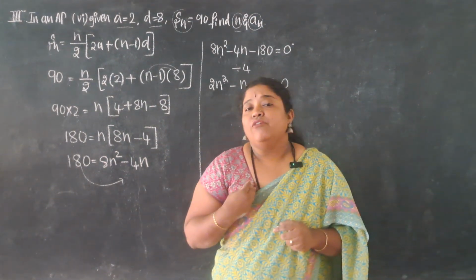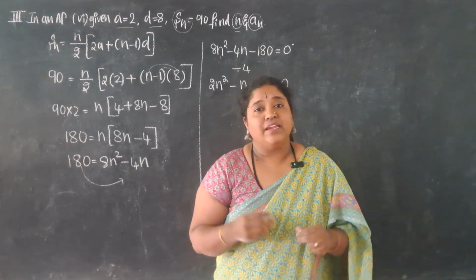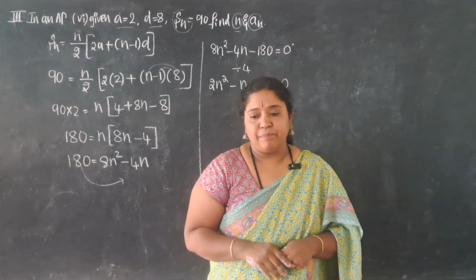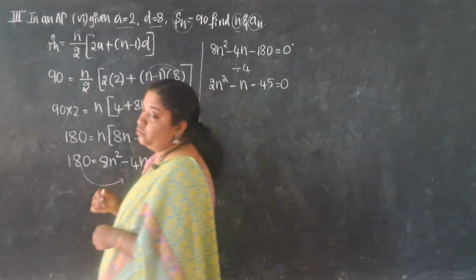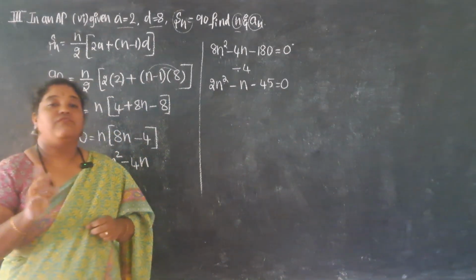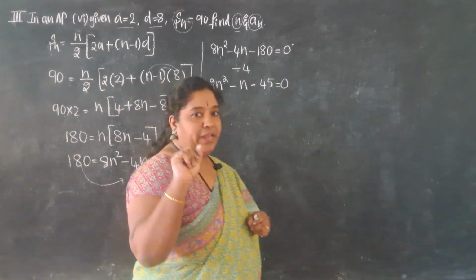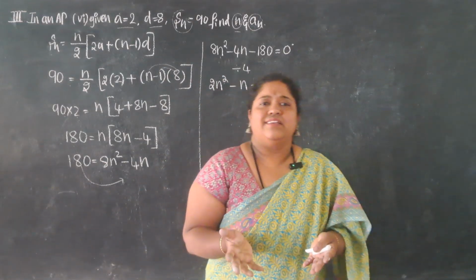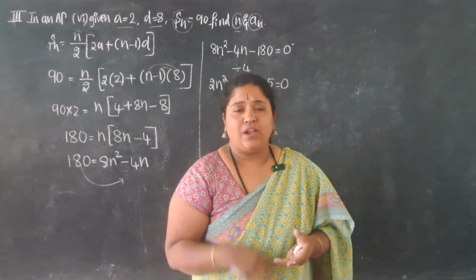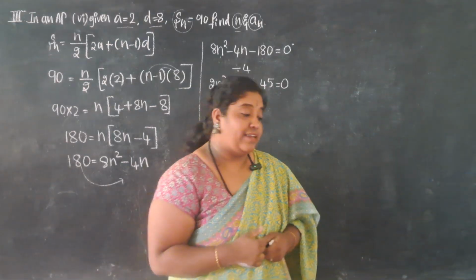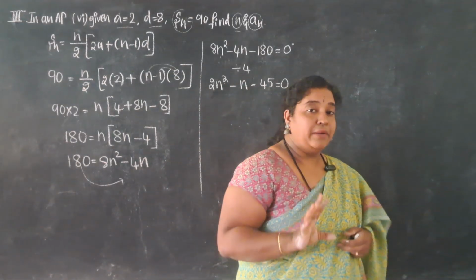If I am very thorough with splitting the middle term, then the easiest one is splitting the middle term. Otherwise, if I don't know how to split the middle term, then I have to use the quadratic formula. Two ways I have. The quadratic formula is also easy, dear. Your brain need not think. The formula is there, put the values in the formula, get the value. But in this case, I'll be using splitting the middle term.